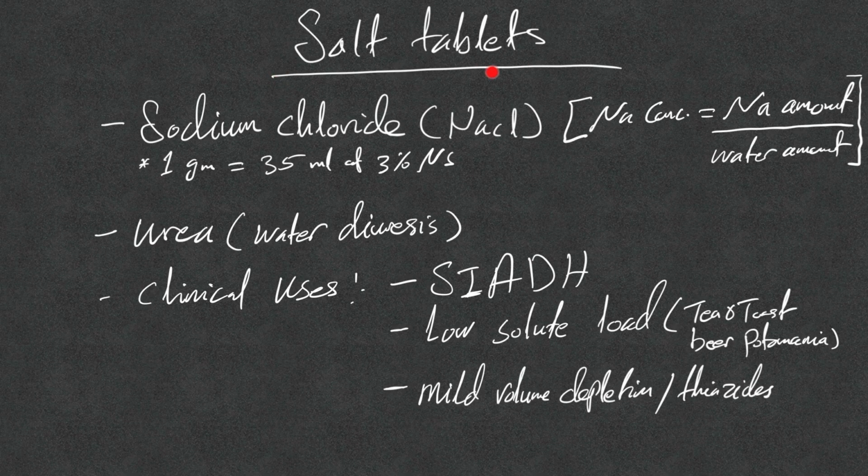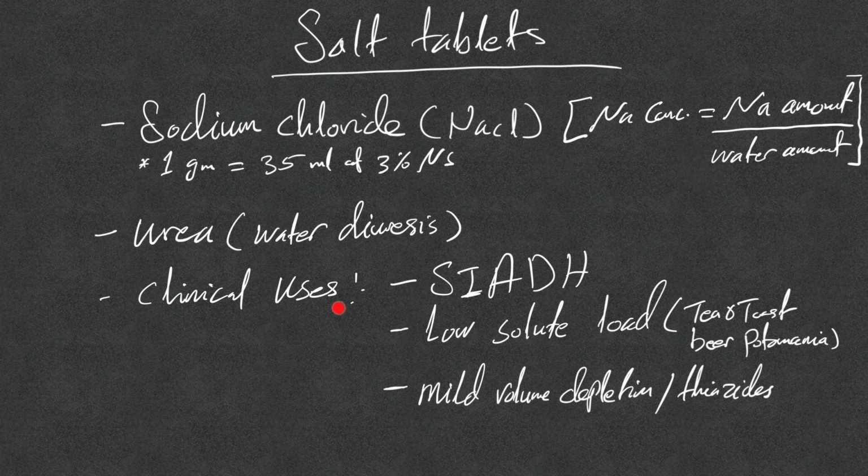How about salt tablets? There are two forms we use in clinical practice. The main one is sodium chloride tablets, and the second one is urea. Sodium chloride tablets simply increase sodium concentration by increasing the sodium amount. Each 1 gram of sodium chloride is equivalent to 35 ml of 3% normal saline in terms of the sodium amount. But it's just tablets, no fluids, right? And urea mainly works by inducing water diuresis, so it causes an increase in sodium concentration by decreasing the water amount.